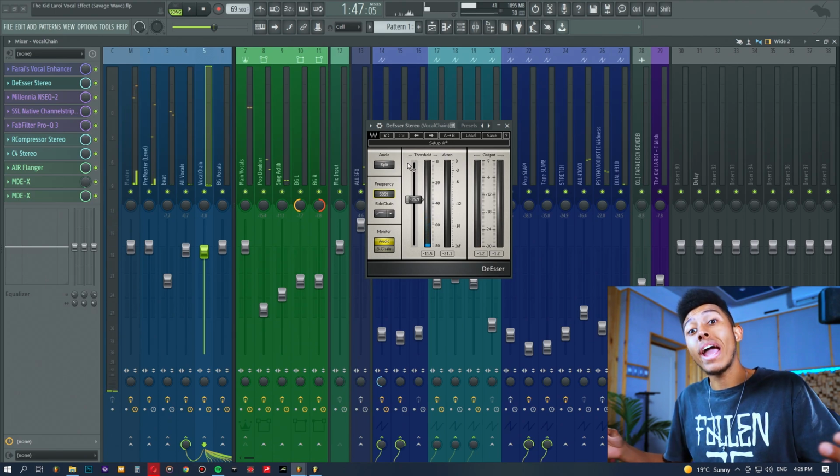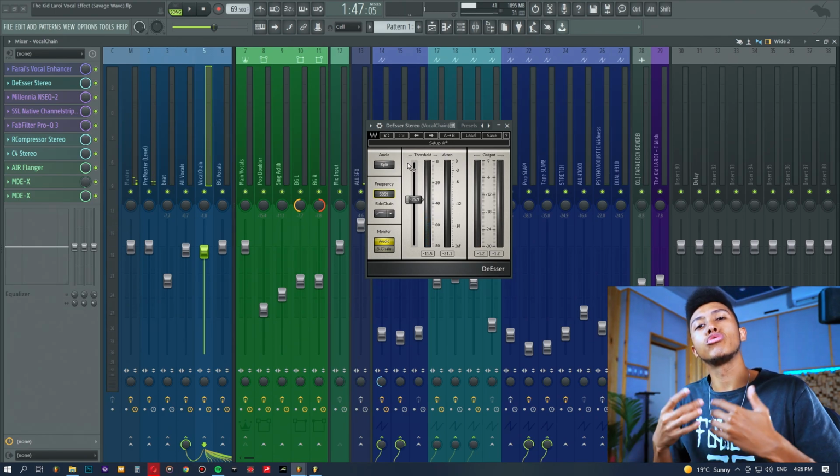Right, I just cannot get away with that much attenuation. We're just really destroying the vocal.